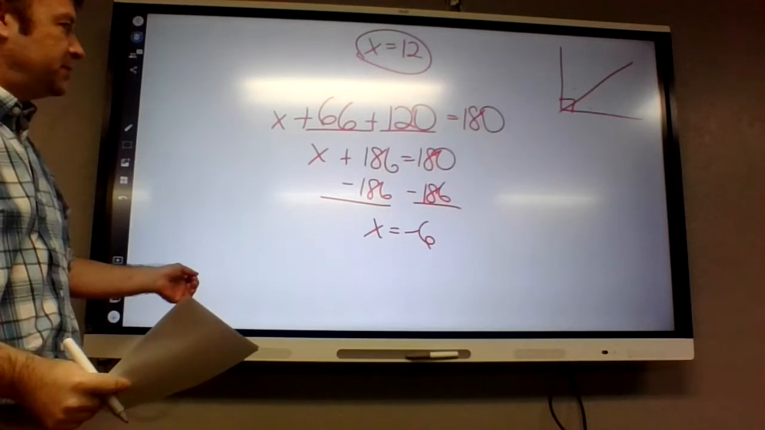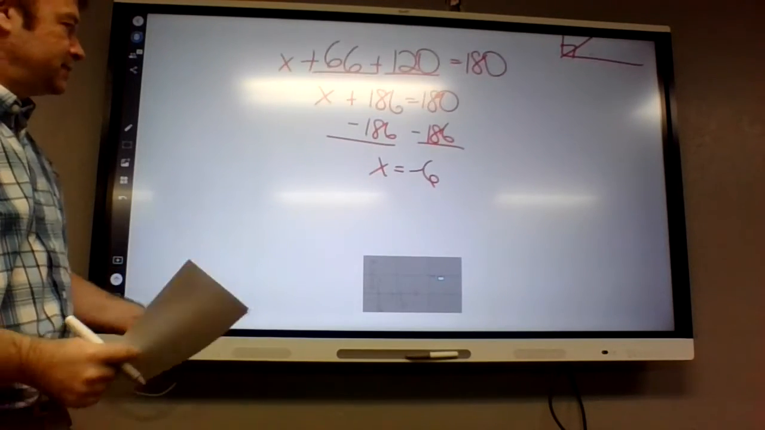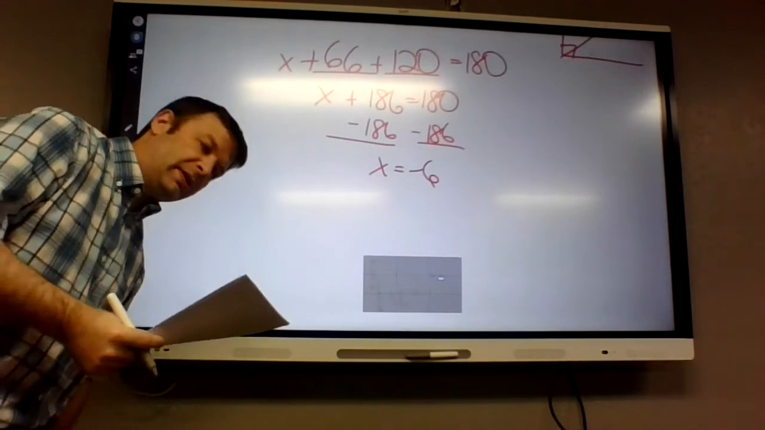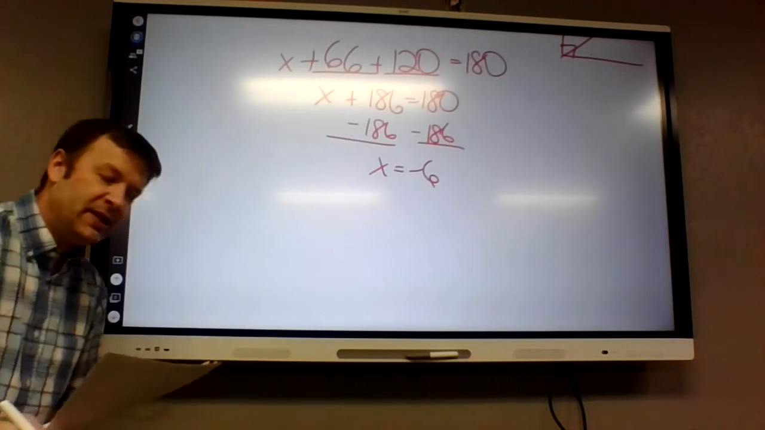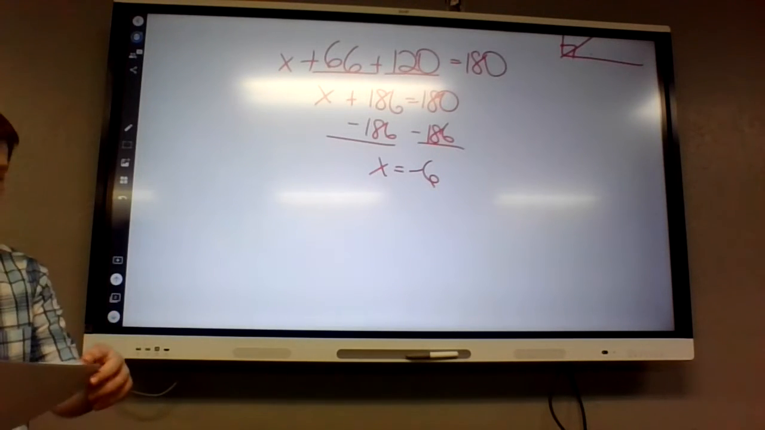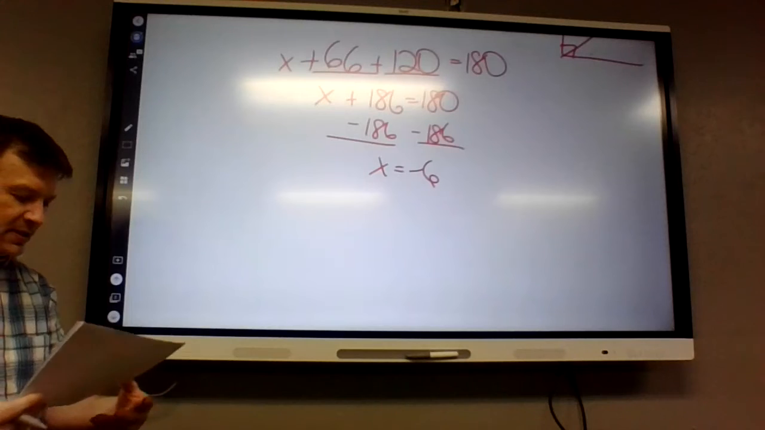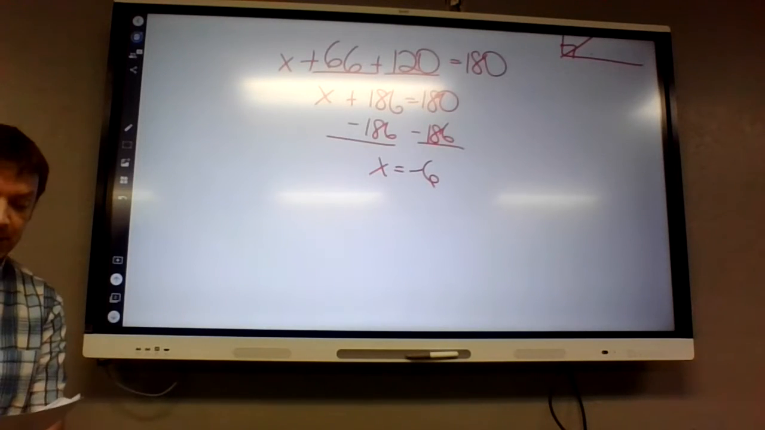X is not an angle. It's okay that it's negative. There kind of is such a thing as a negative angle or a negative rotation, but that's not in this class.